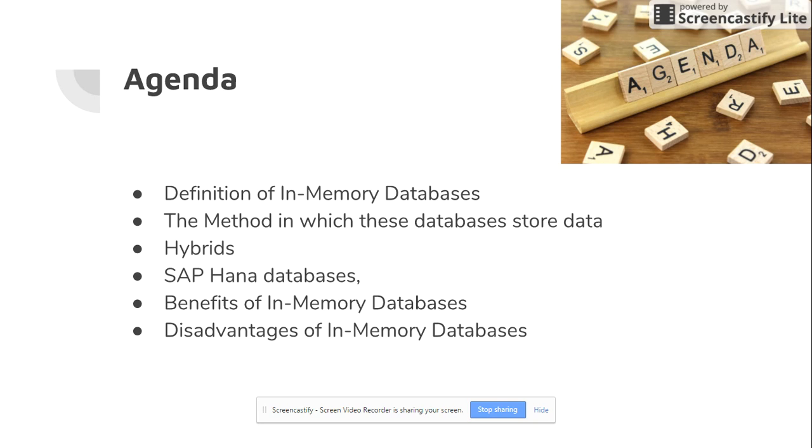After I tell you the definition of an in-memory database, and give you an analogy to help you understand what it is, I'm going to talk about the method in which these databases store data. Then I'll talk about what hybrid databases are and why we need them, because they're kind of important too. After that, I'm going to talk about one of the biggest innovations in in-memory database technology, which is SAP HANA databases. After that, I'll talk about the benefits and some of the disadvantages of in-memory databases. But let's begin with our presentation.